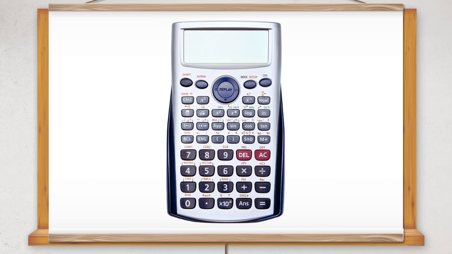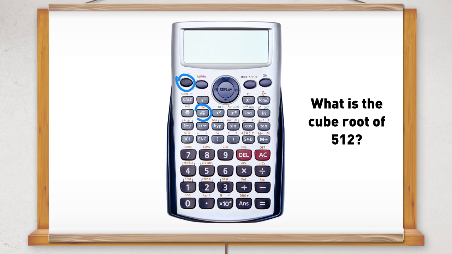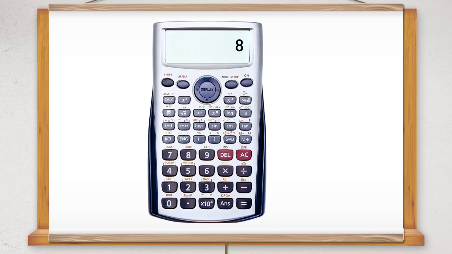For this calculator, if we want to work out, for example, the cube root of 512, we key into the calculator the shift button, then the square root button, so that it becomes the cube root button. Then 512, then press the equal button. The calculator will display the answer of 8.